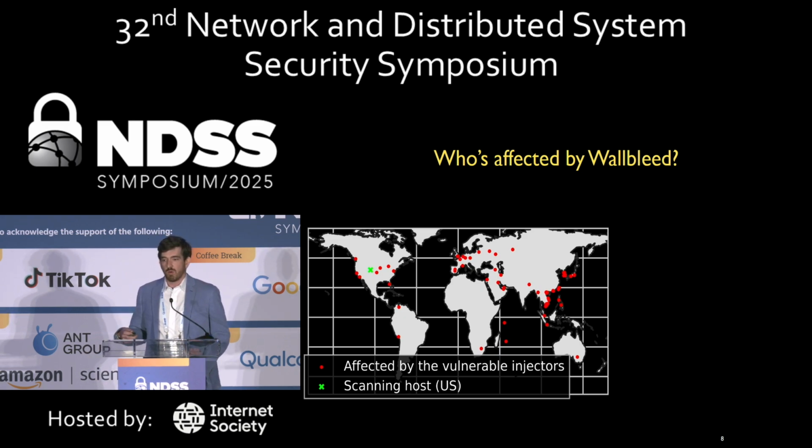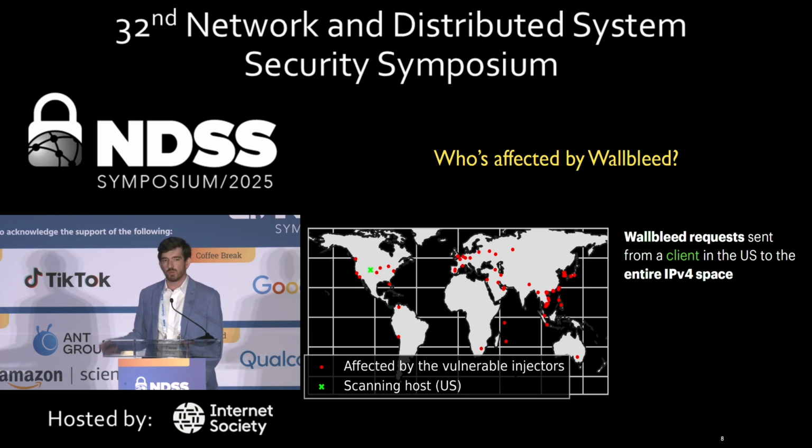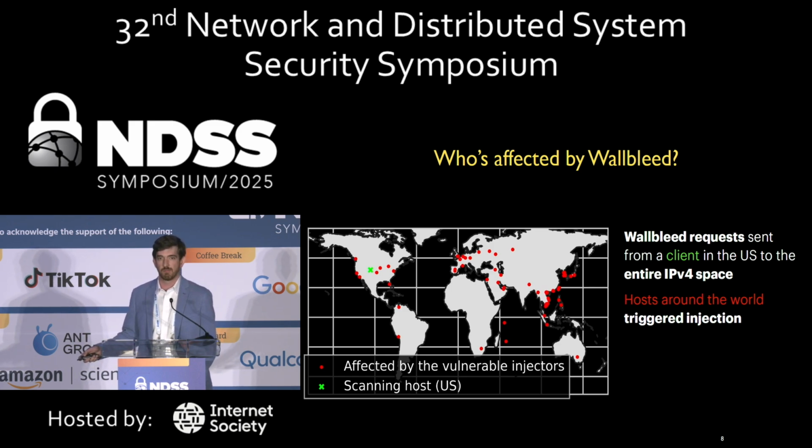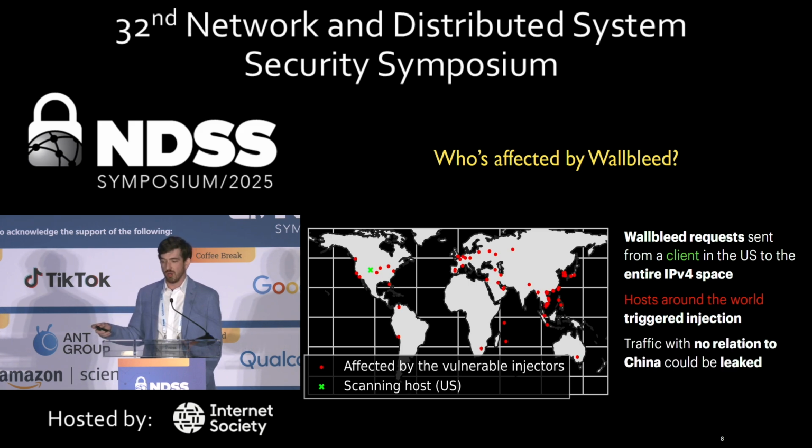So one of the last questions that we wanted to answer was exactly who was affected by Wallbleed. Was it just people in China, people connecting through China, what have you? And to do this, we sent Wallbleed requests from a client located in the US to the entire IPv4 space. And the red dots that you see are hosts around the world that still triggered an injection, even though there's no relation to China. This goes to show that not just users in China are affected, but users around the world could have their data leaked as a result of this vulnerability.